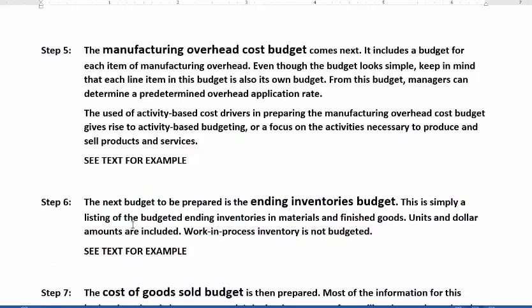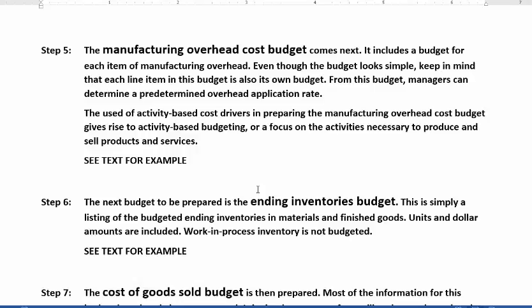Step 5 is our manufacturing overhead cost budget. This one's a little more involved, especially if we're going to be using activity-based budgeting. It includes a budget for each item of manufacturing overhead. And even though the budget looks simple, keep in mind that each line item in this budget also has its own budget. From this particular budget, managers can determine a predetermined overhead application rate.